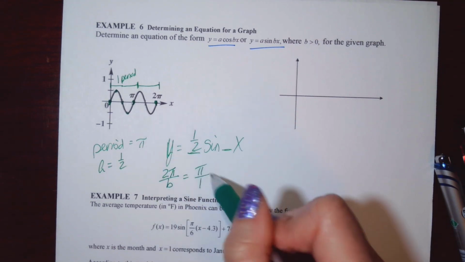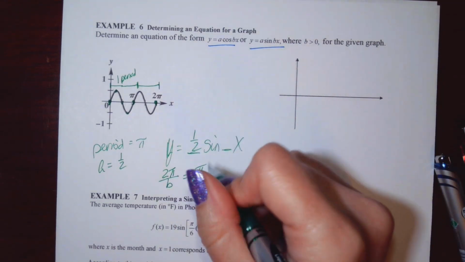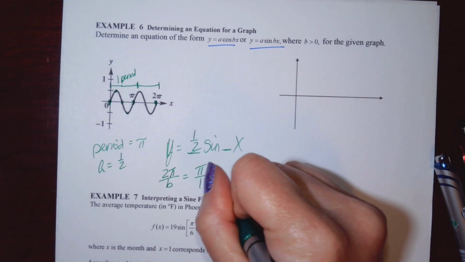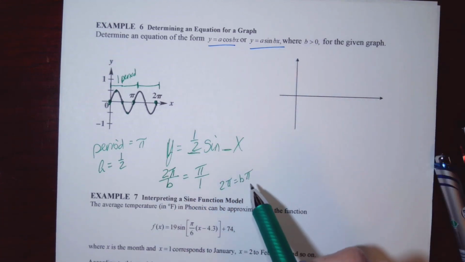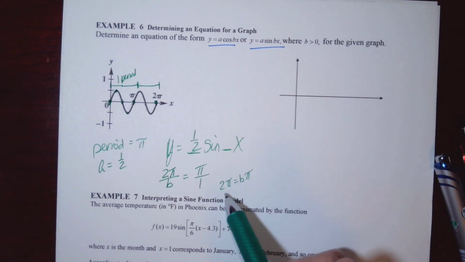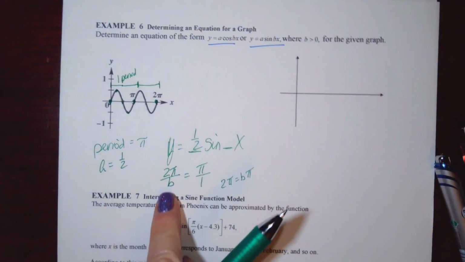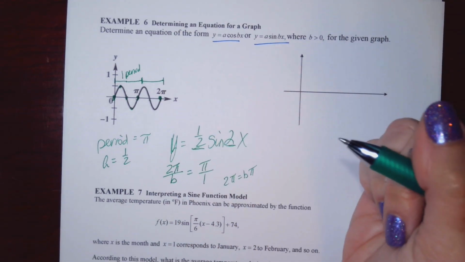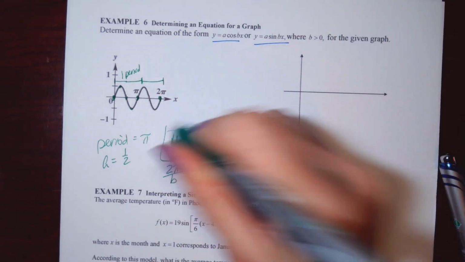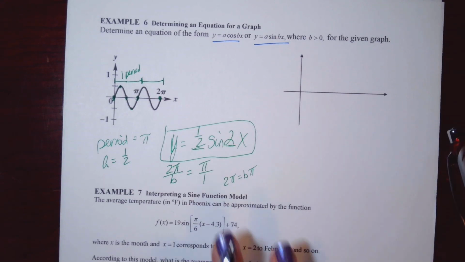Since this is a proportion, I can solve it using cross products. So 2 pi equals b times pi. If I throw in a 2 as my b, that becomes a true statement. So 2 pi divided by 2 gives me just pi. That's my value for b, and there's my equation for that sine function.